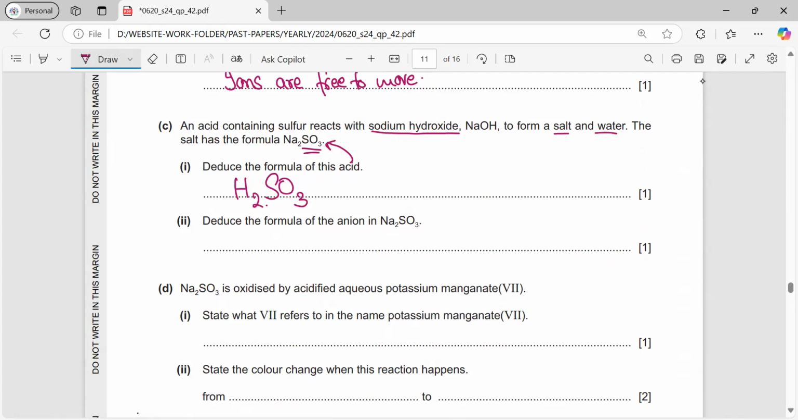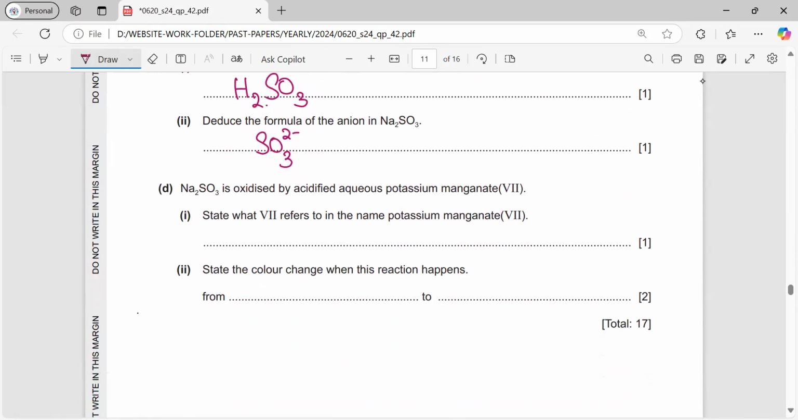Deduce the formula of the anion in Na2SO3. So the anion will be SO3 2 negative. Na2SO3 is oxidized by acidified potassium manganate. State what this number refers to in the name potassium manganate. This refers to the oxidation number of manganese, which is +7. The oxidation state of the manganate ion, which is +7.